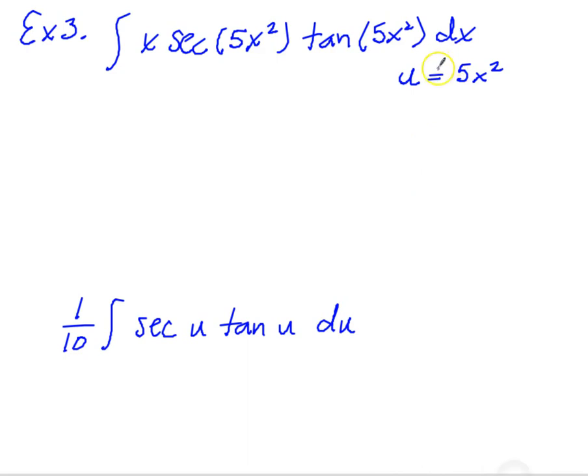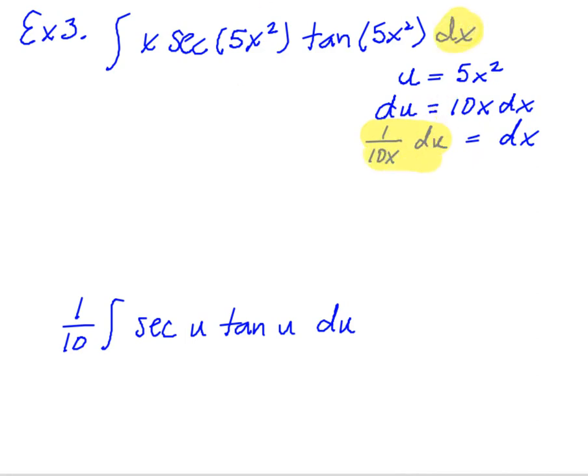Taking the derivative of our u statement, I'm going to write it in differential form. The derivative of u is du, which is equal to 10x dx. Solving that for dx, getting dx all by itself, divide both sides by 10x. So dx is equal to 1 over 10x du.